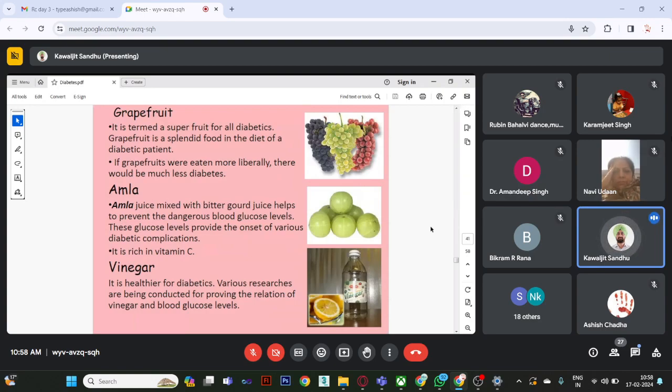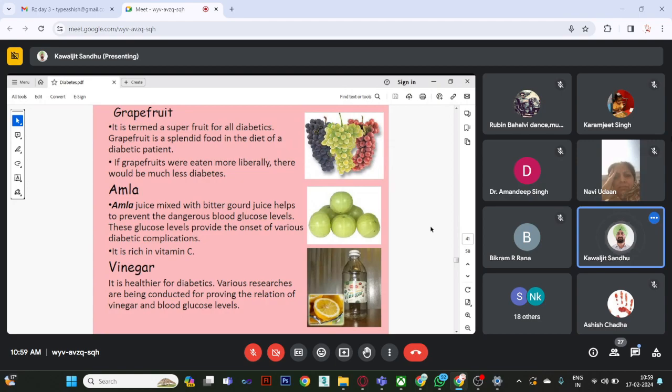Then we have grapefruits. You will say, it is sweet, why should we eat it? But grapefruits are superfoods because they have a lot of antioxidant compounds that are very important for our body. Especially more dark colored fruit like berries or grapes, which are very dark in color, they have anthocyanins, which are very good for our body. Then amla, the importance of amla is well known to all of us.